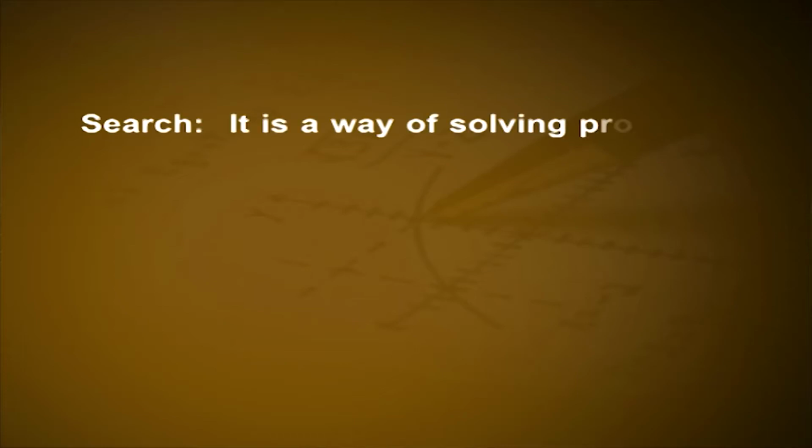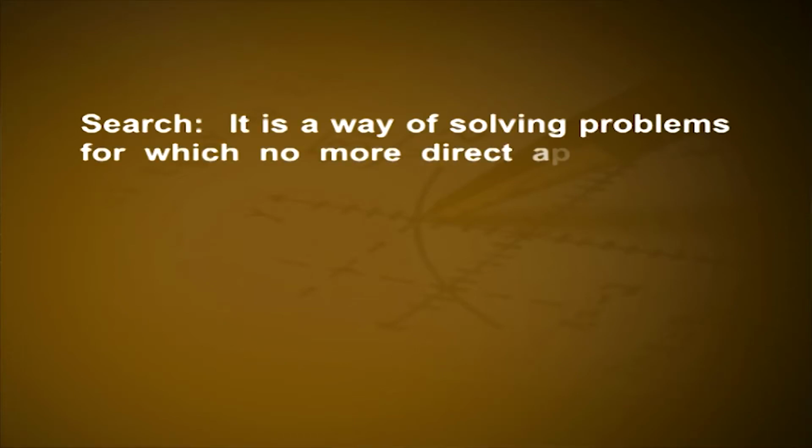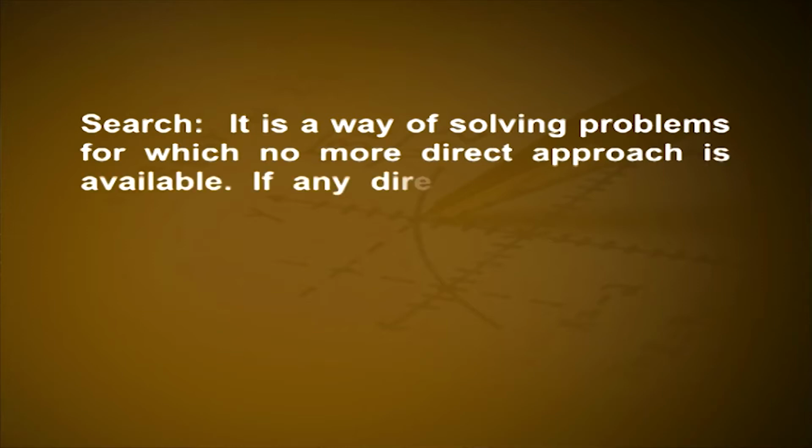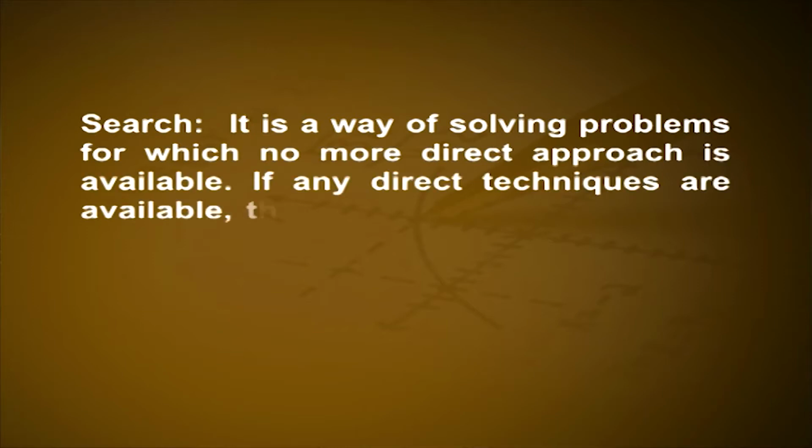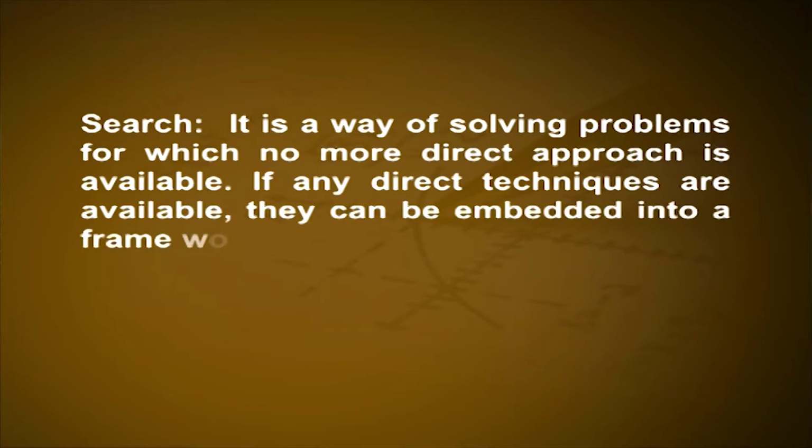The three important AI techniques are search, use of knowledge, and abstraction. Search. It is a way of solving problems for which no more direct approach is available. If any direct techniques are available, they can be embedded into a framework. Use of knowledge. It is a method of solving complex problems by exploiting the structure of the objects that are involved. Abstraction. This technique provides a way of separating important features from the many unimportant ones that would otherwise overwhelm any process.